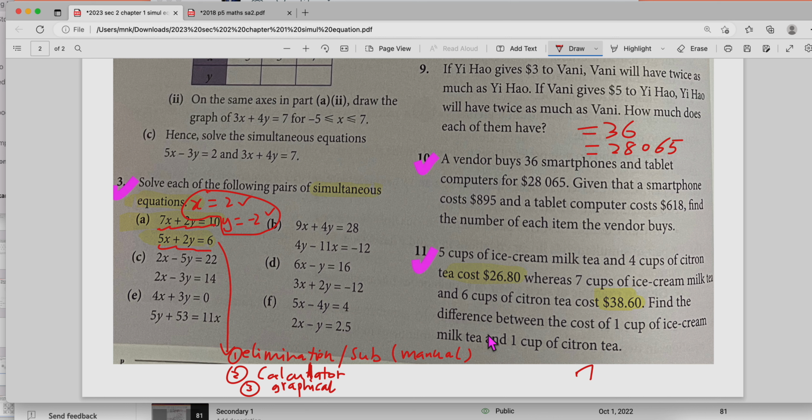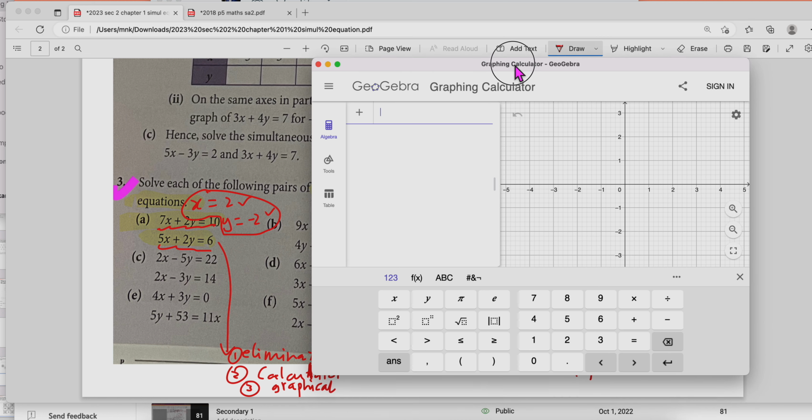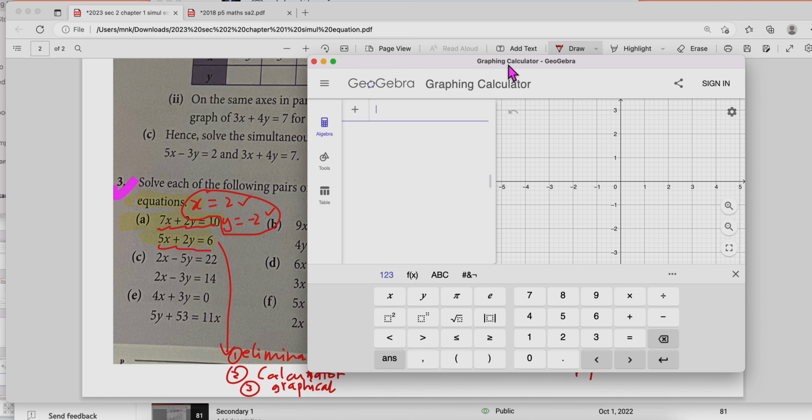Since we have a GeoGebra app, we just make use of that. But of course, during the exam you cannot use GeoGebra. If you cannot use GeoGebra, you use graph paper. What if you are asked to use the graphical method? Then you use graph paper.